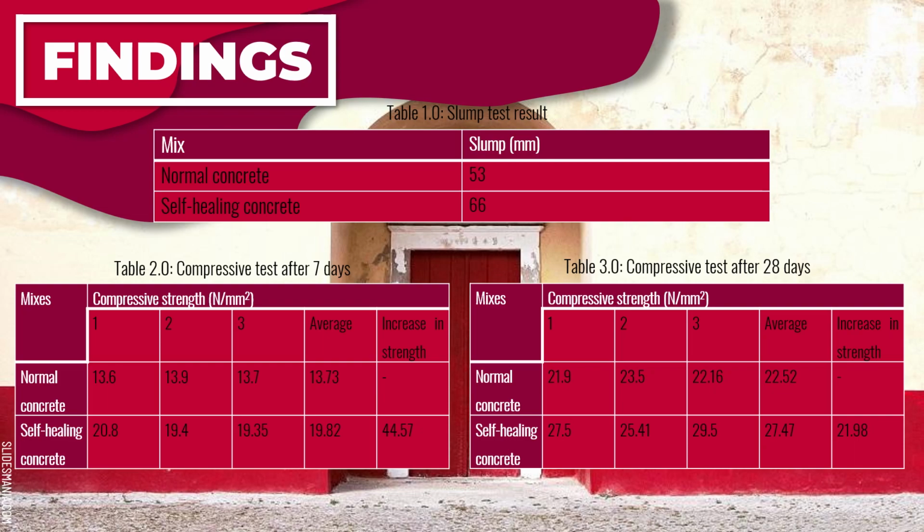The increase of 44.57% is the percentage of increase in compressive strength, and it shows that the bacteria in self-healing concrete may increase strength 2 times from the normal concrete on day 7. Next, the result for 28 days of curing shows the same result, which is the increment in compressive strength in self-healing concrete compared to the normal concrete. The value of 21.98% is the increment compared to the normal concrete. Unfortunately, the increment in compressive strength decreases between day 7 and day 28 because the self-healing concrete has achieved its maximum strength on day 28.